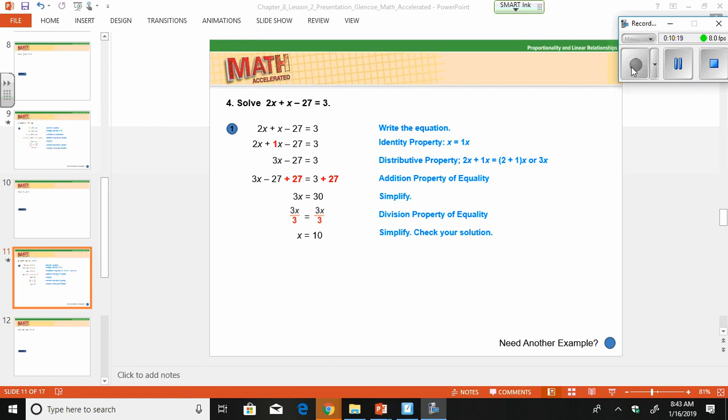Solve 2x plus x minus 27 equals 3. So the first thing we have to do is get our like terms together. Like terms here are 2x and x. So 2x plus x is 3x. So I have 3x minus 27.